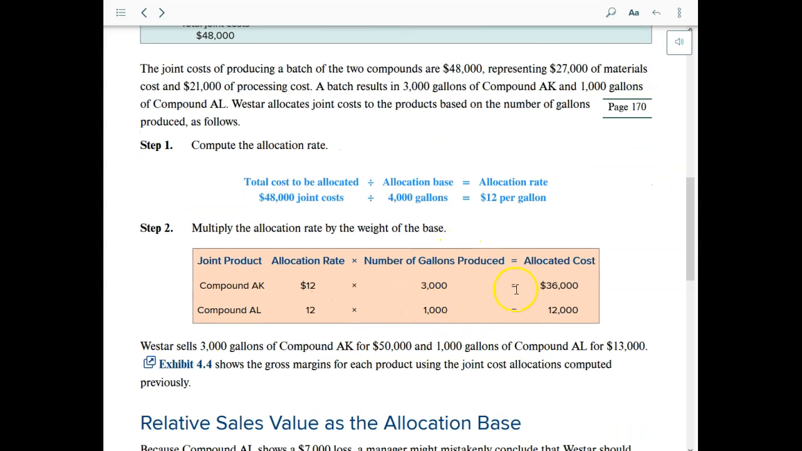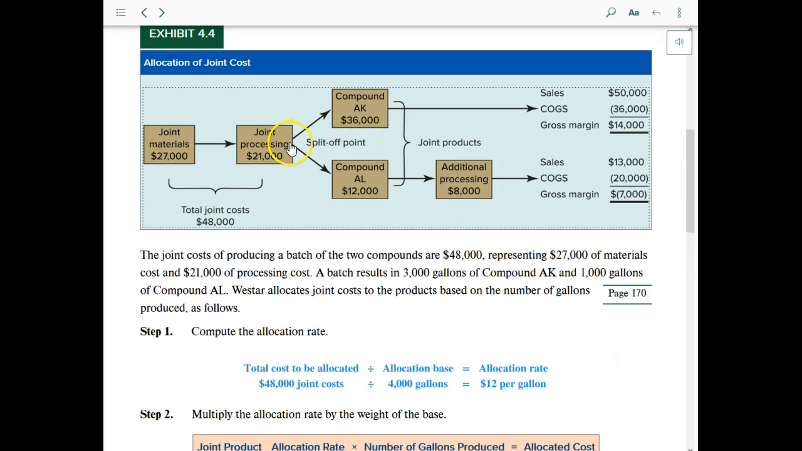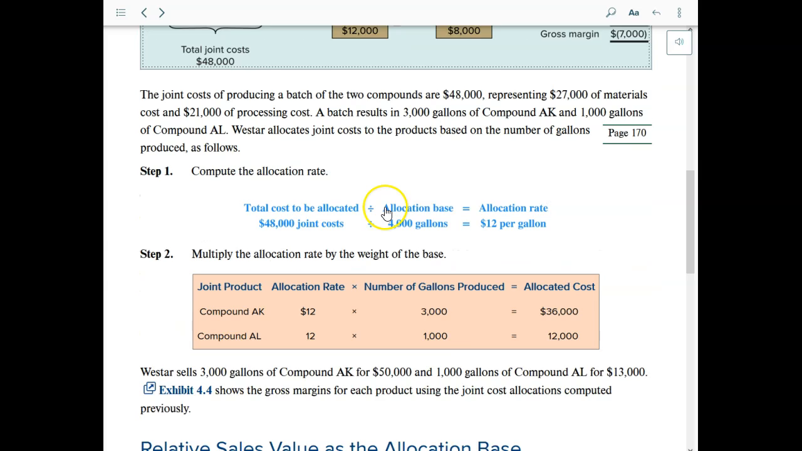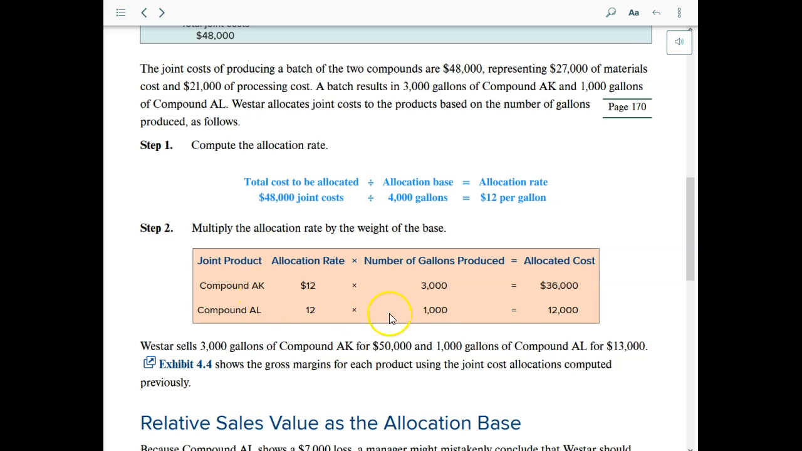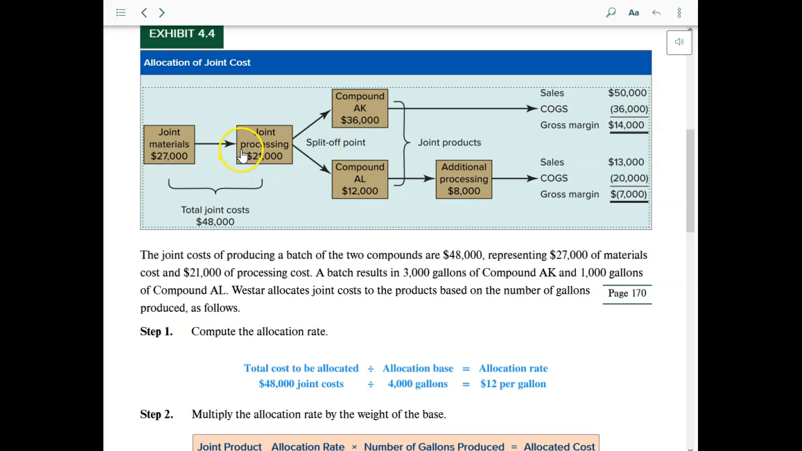Okay. Well, here's how they divided the $48,000. They decided to do it on a gallon basis. So at this point here, if they have 4,000 gallons and 3,000 gallons is the first compound and 1,000 is the second, then what we need to do is take 48 divided by 4, $12 per gallon. $12 allocation rate times 3,000, $36,000. $12 times 1,000, only $12,000. So that's where they get those two allocation numbers here and here. So these are joint costs to this point, materials and processing cost. Now two products emerge. We have to figure out how much of this total cost belongs to one product and how much to the other.